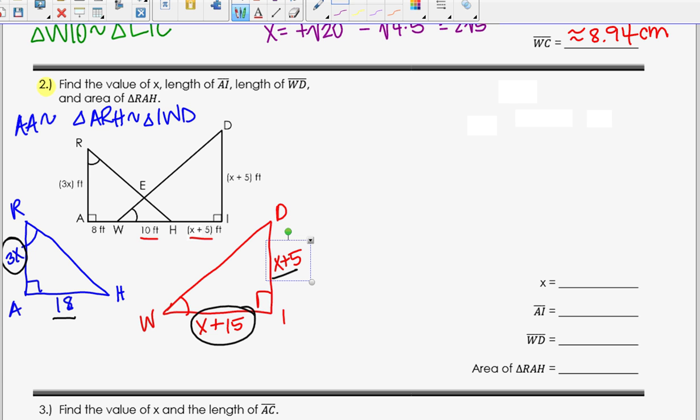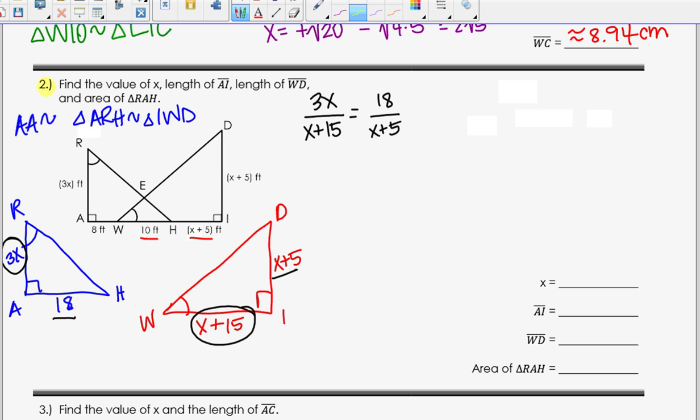So when we go to set up our proportion, we're going to have 3x over x plus 15 equals 18 over x plus 5. Again, you guys, I set up my proportions so that I have my same triangles in the numerator and denominator. Mr. Lubers is going to set them up so his same triangles are in one fraction and then the other fraction. Either way, it's fine. If you set it up that way, then 18 and 3x should be in the same fraction, and x plus 15 and x plus 5 should be in the same fraction, obviously in the same spots.